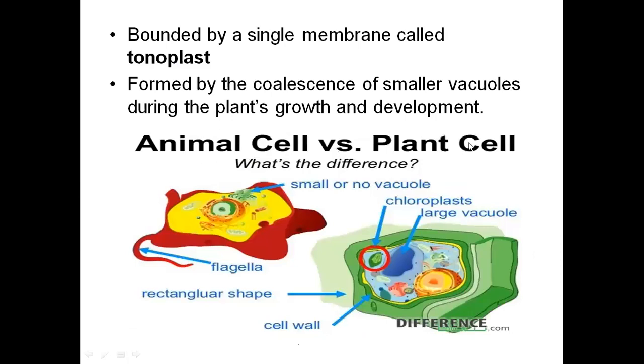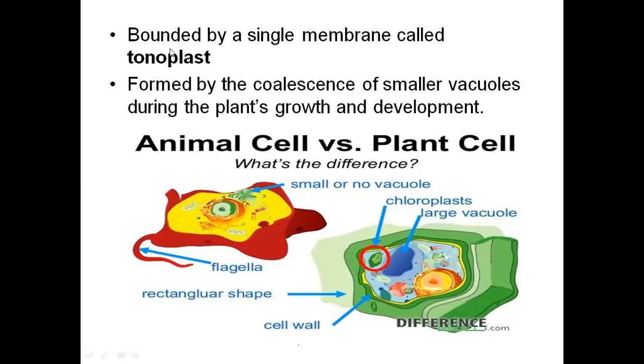Animal cell versus plant cell, what is the difference in the vacuole? In the animal cell, we have very small vacuoles or no vacuoles, which are scattered inside the cytoplasm. Whereas in the plant cell, we have a central large vacuole. The membrane of the vacuole is known as the tonoplast.